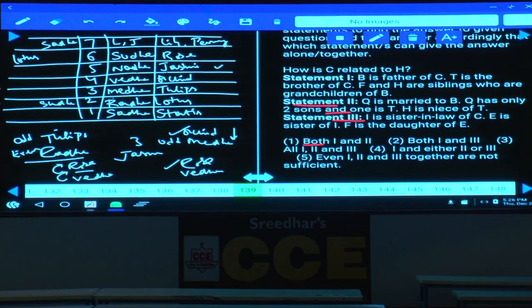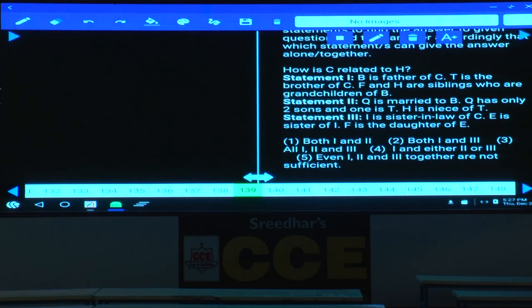Next, question number 139. How many statements are there? There are three statements. Data sufficiency, three statements. How is C related to H? Tell me how to represent this data. And B is the father of C.